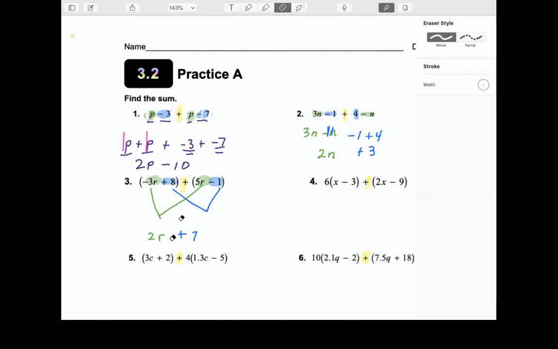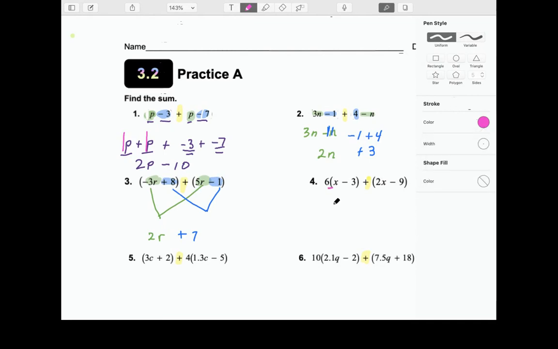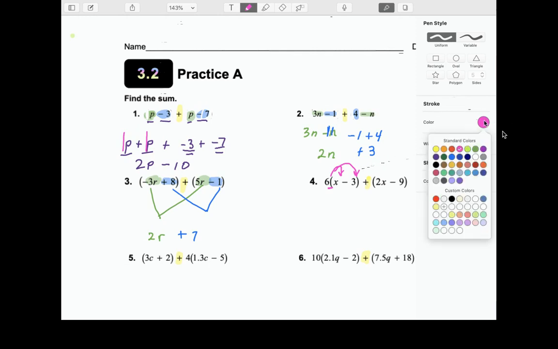All right, number 4 does have a number in front. So what we're looking at here is this 6, and the 6 is in front, and it's 6 times x minus 3. So there is an added step to this one. We're actually going to have to distribute this one. When I distribute that, I'm going to go ahead and rewrite it.